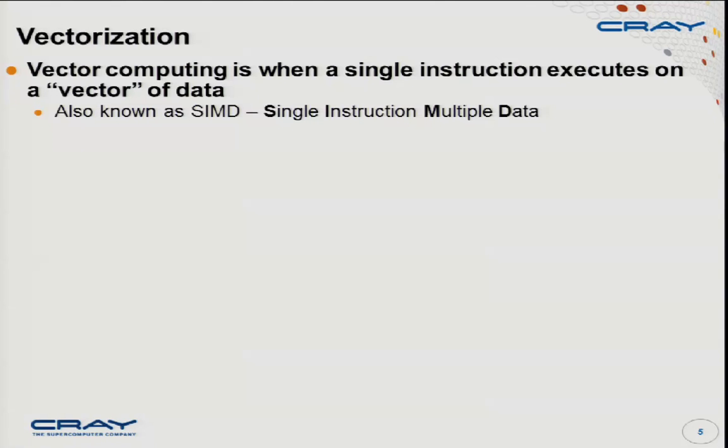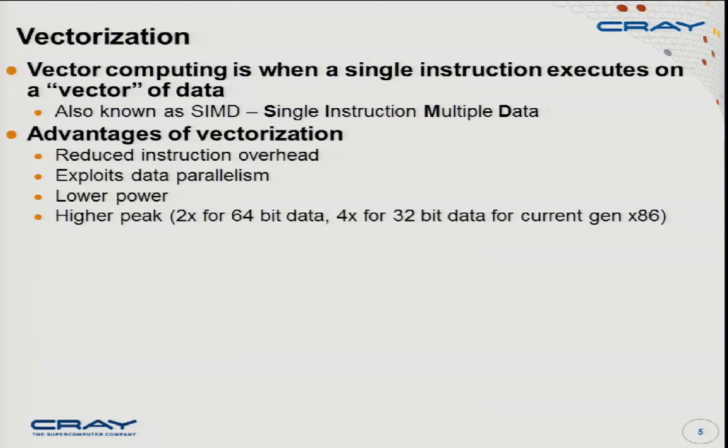So vector computing is when a single instruction executes. Let's just go back to basics. A single instruction executes on a vector of data, also known as SIMD, single instruction, multiple data, right? One instruction, in this case, does 4 flops all at once. The advantage of vectorization is reducing the number of instructions that you need to issue in order to execute a unit of work. By having one instruction that does 4 things, you basically reduce that overhead to a quarter of what it was before. It exploits data parallelism.